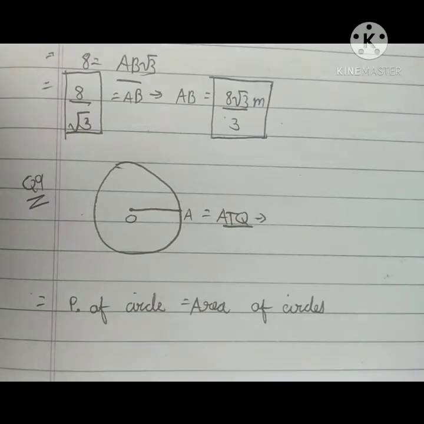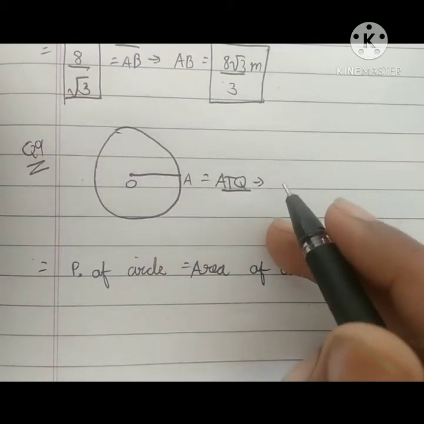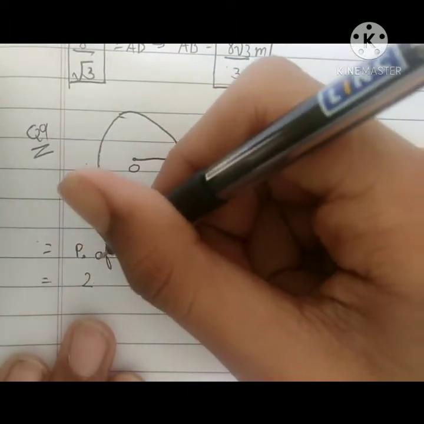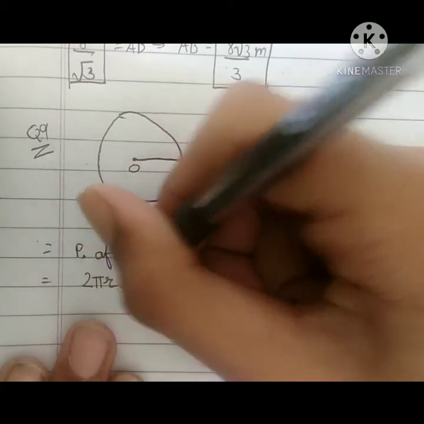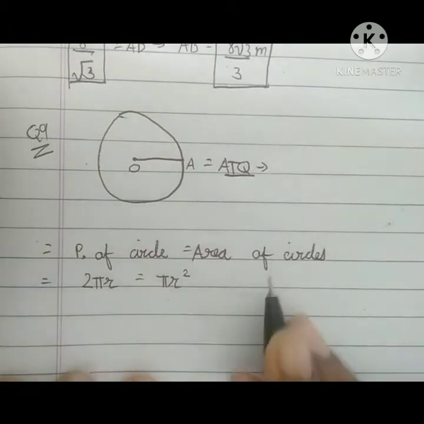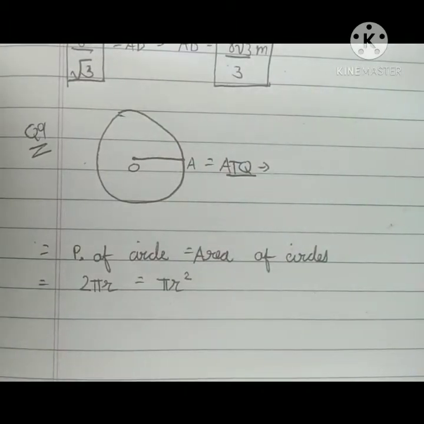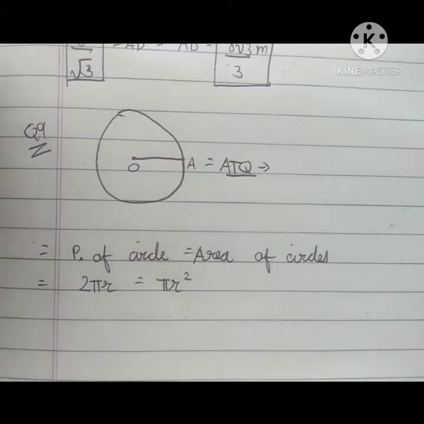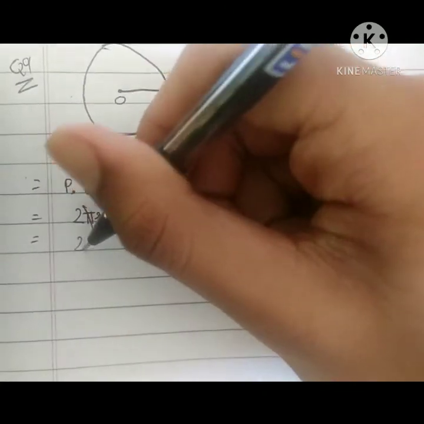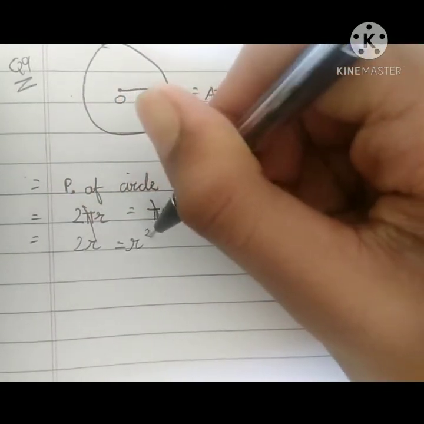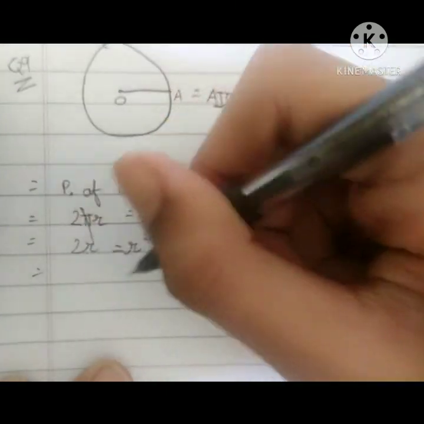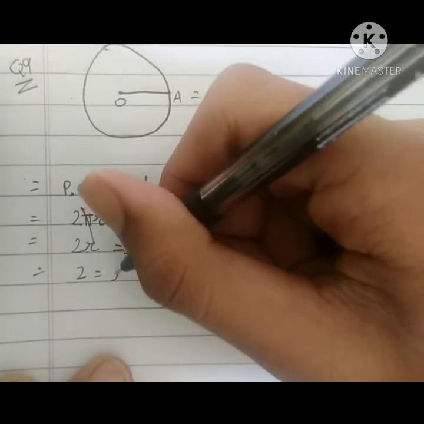Now what can you do? See friends, we know the formula of the perimeter of the circle. The perimeter of the circle is 2 pi r, which is equal to pi r square, because the formula of area is pi r square. So now you have to solve this equation. Now it is very easy. Pi is on both sides, so it will get cut. That results in 2r is equal to r square. Now if we move r to this side, it would be 2 is equal to r square by r.